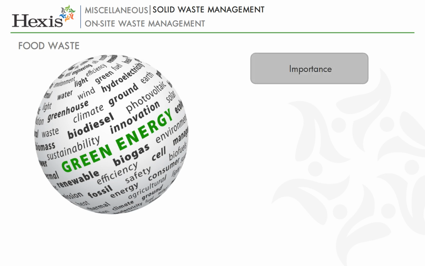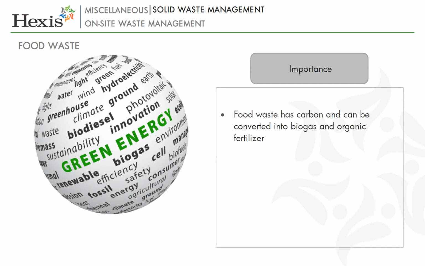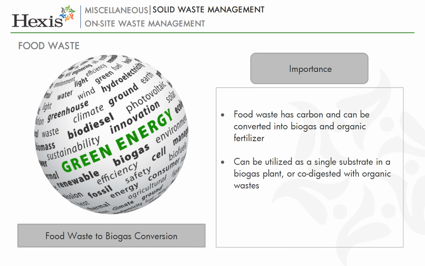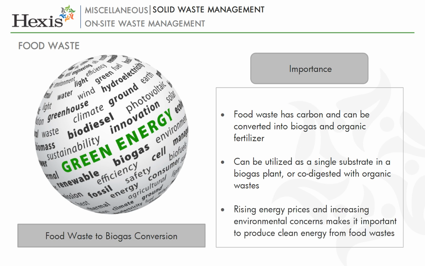Of the different types of organic wastes available, food waste holds the highest potential in terms of economic exploitation as it contains a high amount of carbon and can be efficiently converted into biogas and organic fertilizer. Food waste can either be utilized as a single substrate in a biogas plant or can be co-digested with organic wastes like cow manure, poultry litter, sewage, crop residues, abattoir wastes, etc. Rising energy prices and increasing environmental concerns make it more important to harness clean energy from food wastes.